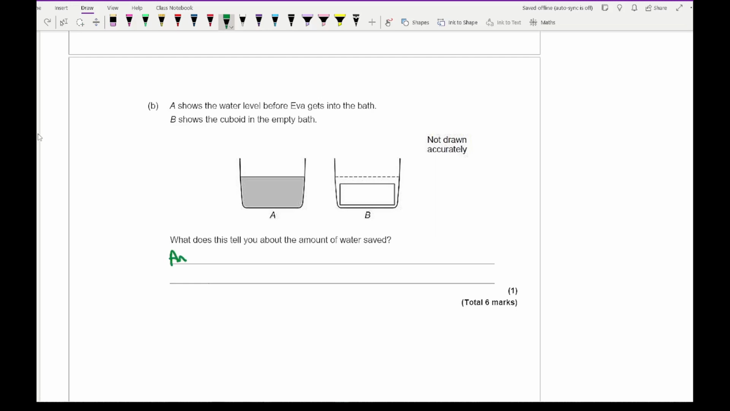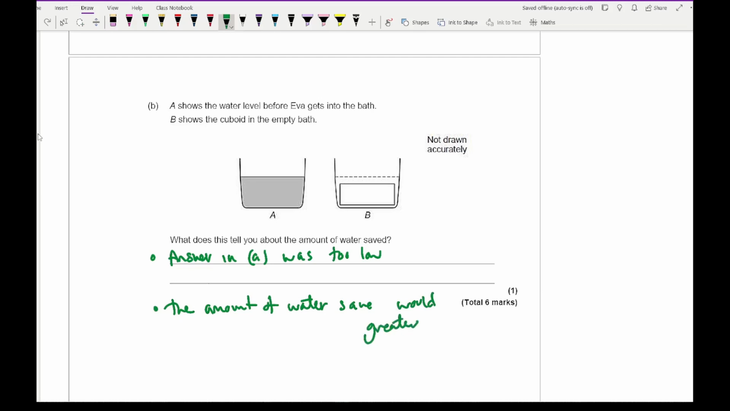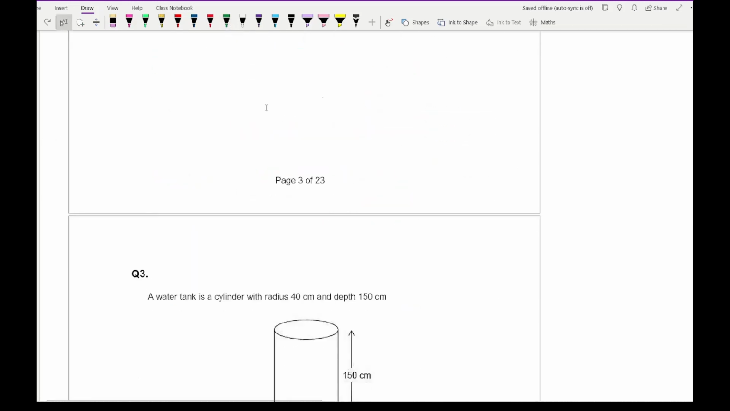So the answer in part A was too low. And also another possible answer you could give is that the amount of water saved would be greater. So one states that it's too low, and the other states that it should be greater. Something along those lines would be enough to get that single mark.